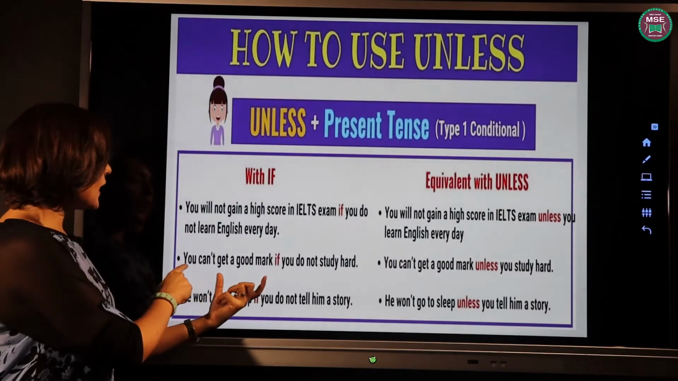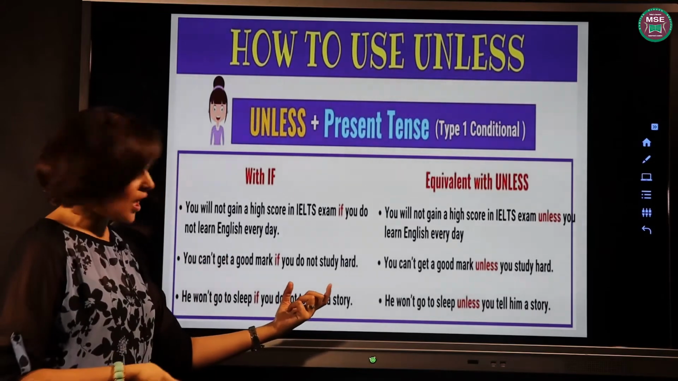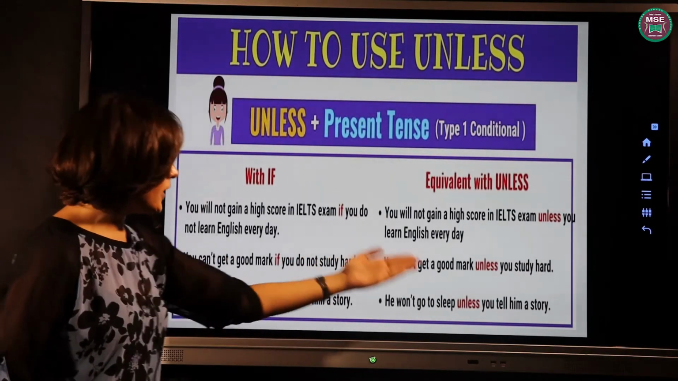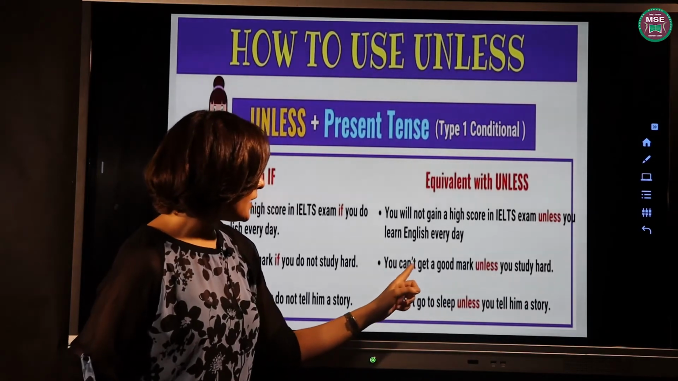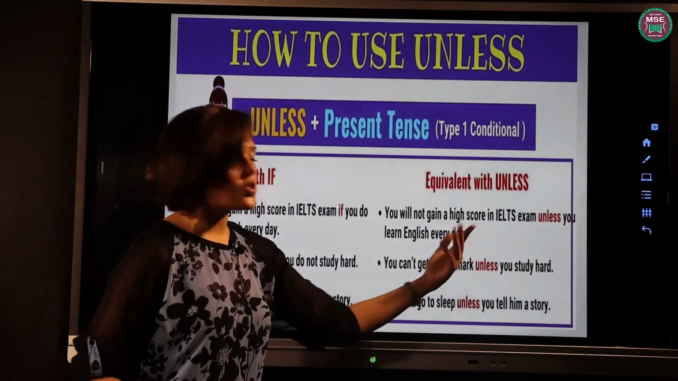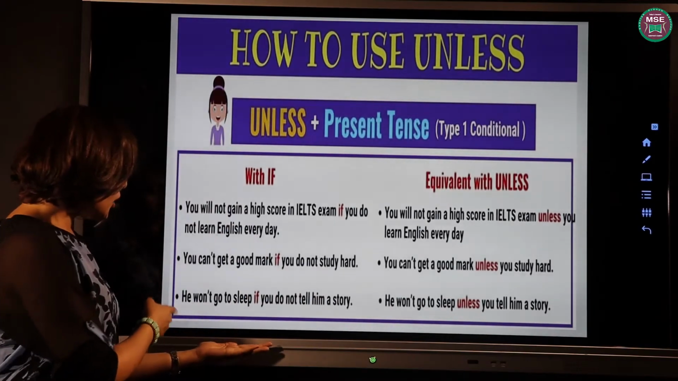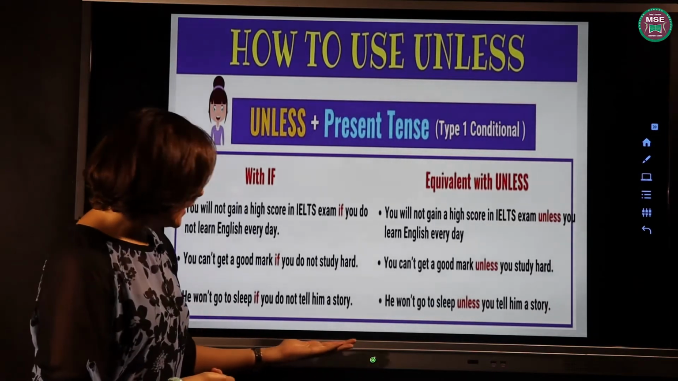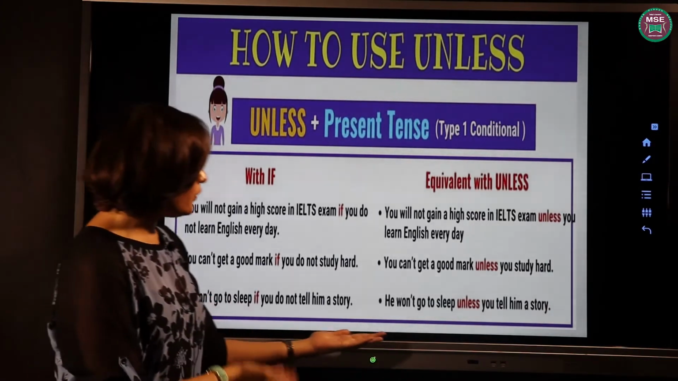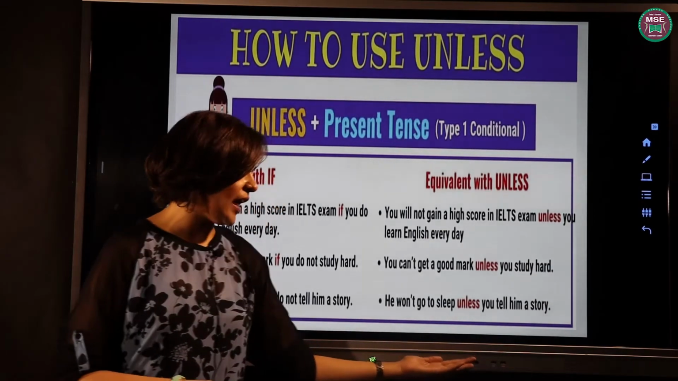Again, you can't get a good mark if you do not study hard. The equivalent using unless: you can't get a good mark unless you study hard. The last one: he won't go to sleep if you do not tell him a story. So the equivalent will be, he won't go to sleep unless you tell him a story.